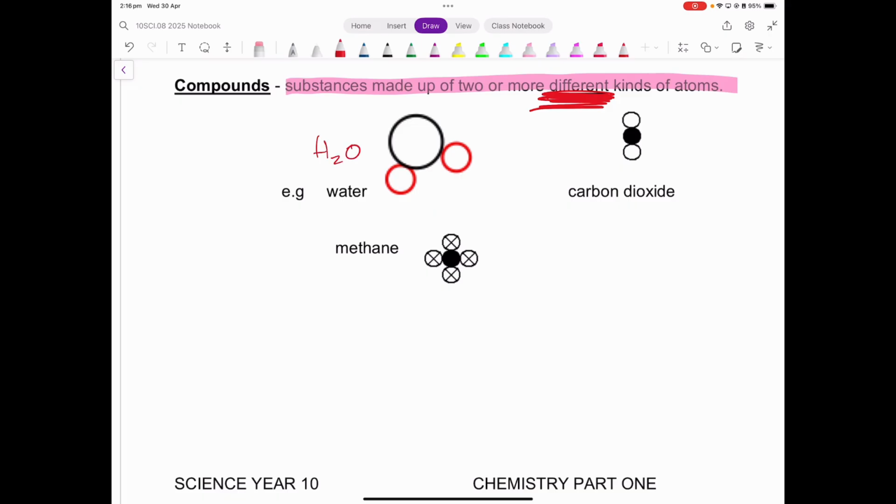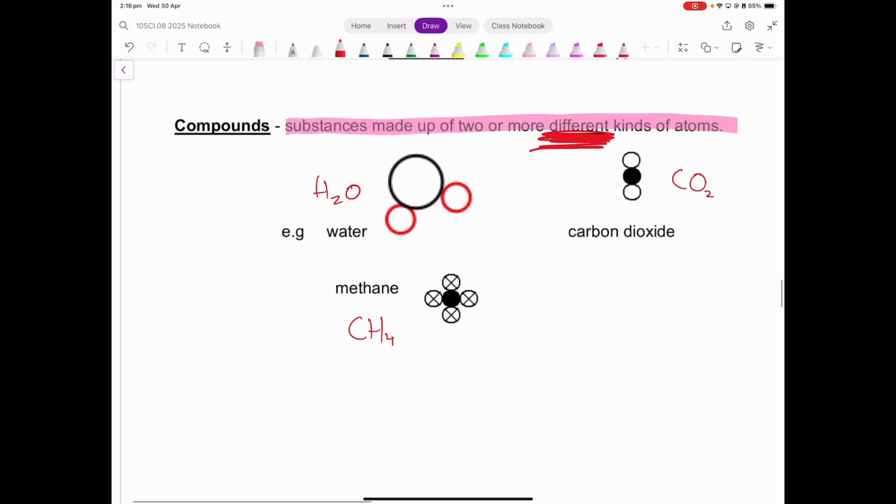So when we're looking at water here, we said water was H2O. What are the 2 different atoms that we have? Hydrogen and oxygen. How many atoms are there altogether in water though? 3. When we talk about carbon dioxide, what are the different atoms in carbon dioxide? Great, carbon and 2 oxygens. And our final example was methane. What was the formula for methane again? Great, CH4. So a compound is made up of 2 or more different kinds of atoms.